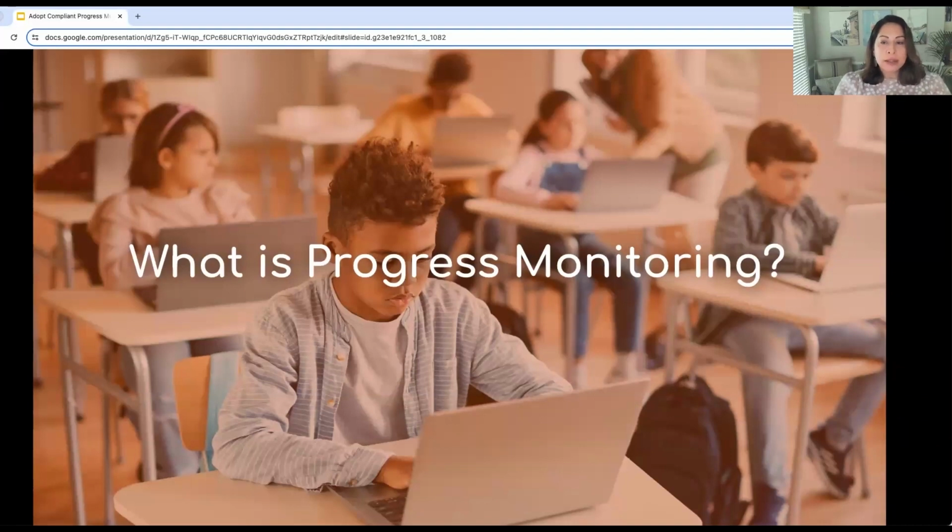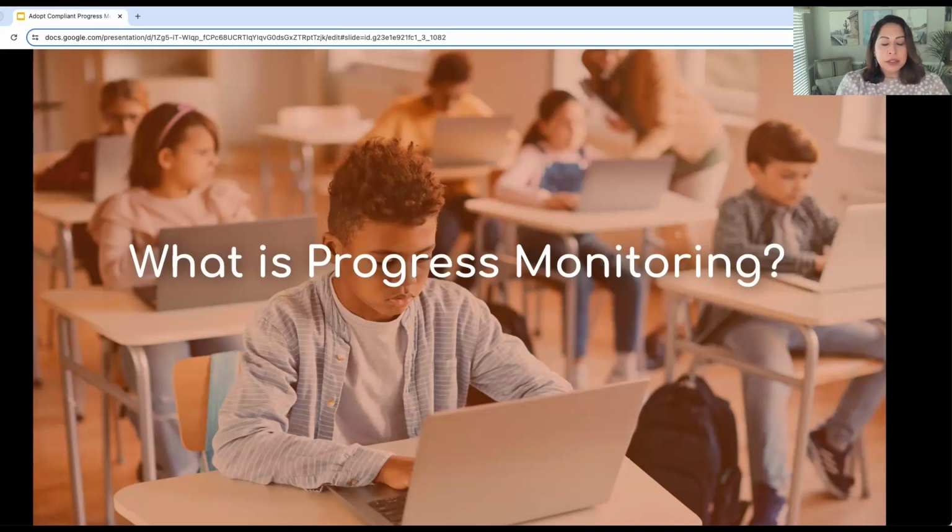Let's talk about what constitutes valid, reliable progress monitoring, as mentioned in the guide. The term progress monitoring or monitoring progress can mean a lot of different things, but in its simplest form, it's a way to assess progress toward a goal. Teachers in classrooms are continually monitoring their students' progress while they're teaching.